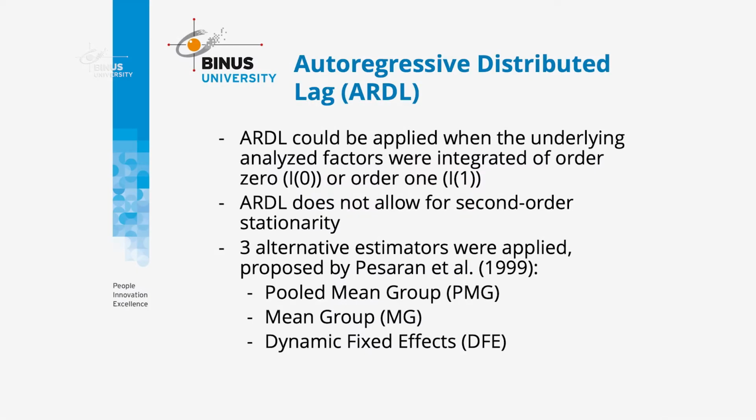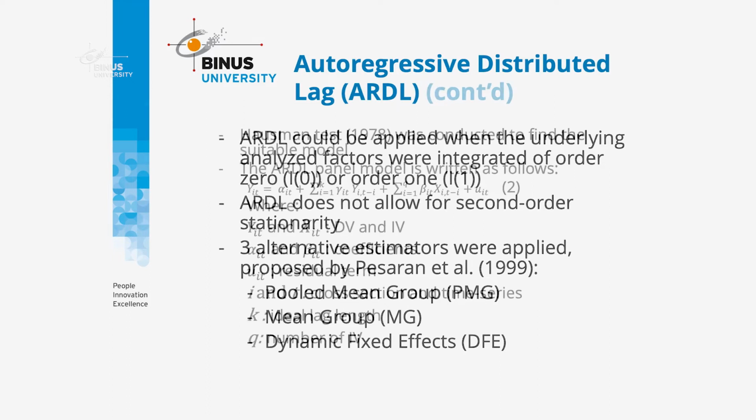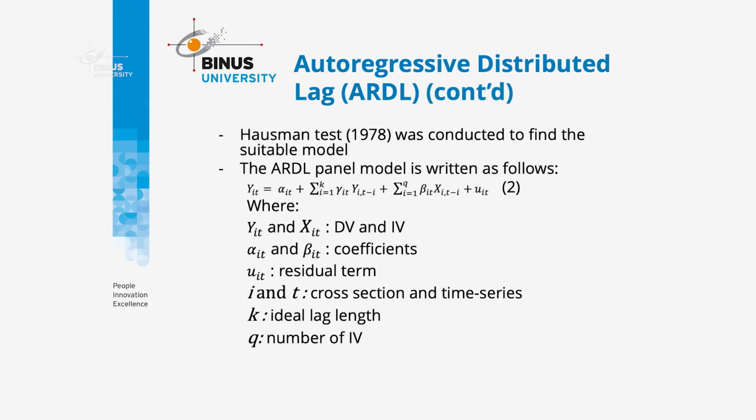There are 3 alternative estimators applied, proposed by Pesaran and friends in 1999. The first is pooled mean group or PMG, the second is mean group or MG, and the third is dynamic fixed effect or DFE. This is the model for the autoregressive distributed lag, or ARDL. We ran the Hausman test to check which estimator is suitable for our model.